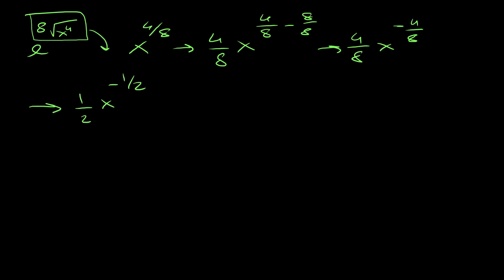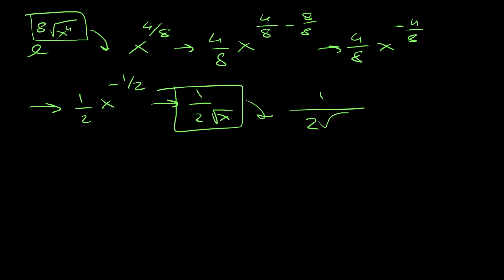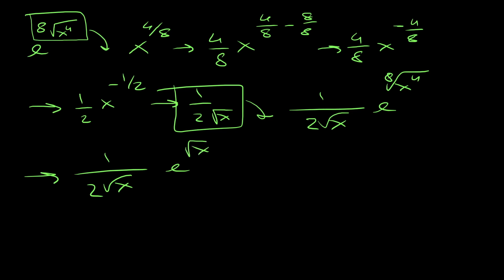And as we've seen, x to the minus 1/2 is the same thing as 1 divided by 2, and at the bottom we're going to have the square root of x. So we take this whole term, get it down, and our final answer is 1 divided by 2 square root of x, times e to the x to the 4/8. Or if we wanted to simplify a little bit, because we have 4 over 8, in reality what we really have is e to the square root of x. I hope that helps.